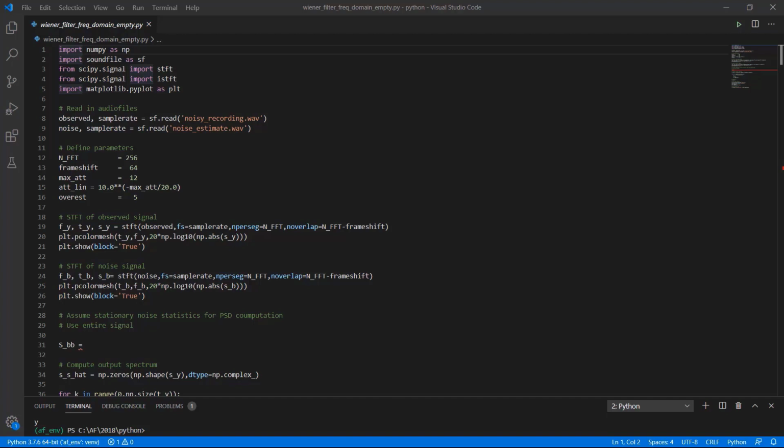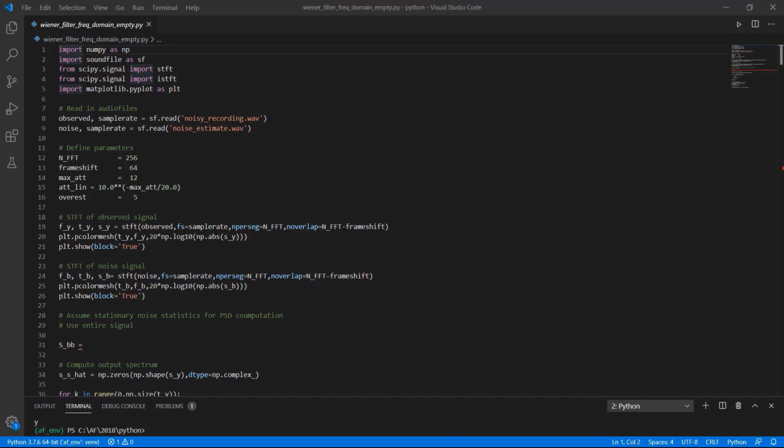For this, we first set a few parameters. There are the FFT size and the frame shift of the analysis filter bank, and there are the lower bound of the filter weights and the overestimation factor for the noise PSD. With these parameters, we transform both loaded signals into the frequency domain, and the short time Fourier transform function produces a matrix of the spectra for each frame. We added some plots here which visualize the matrices as spectrograms.